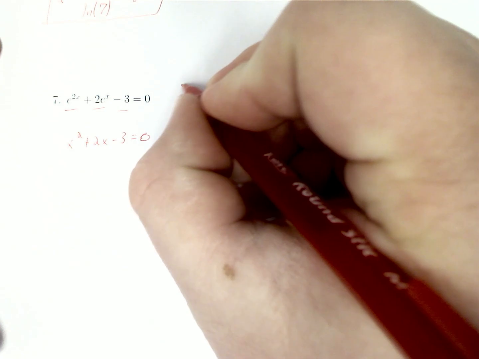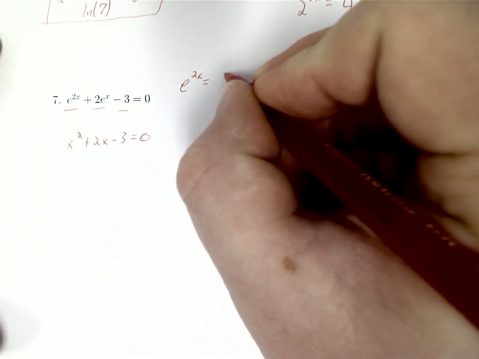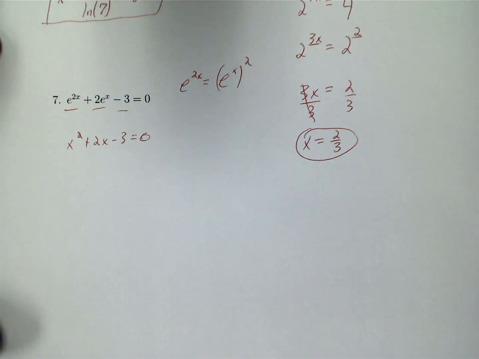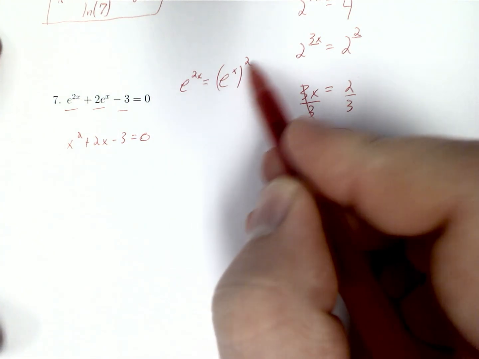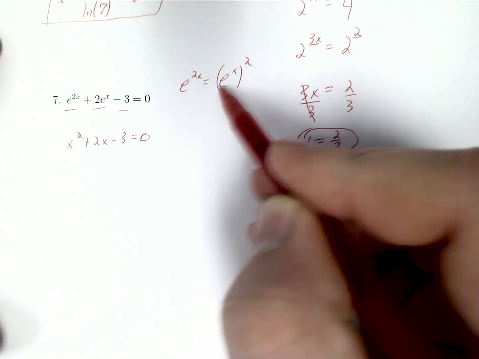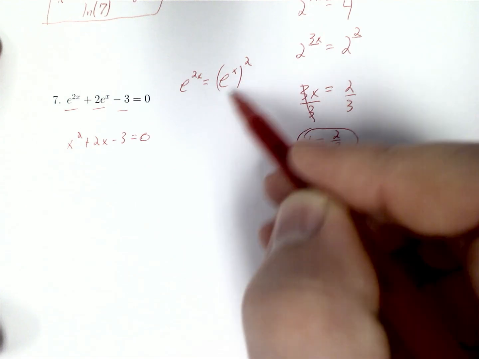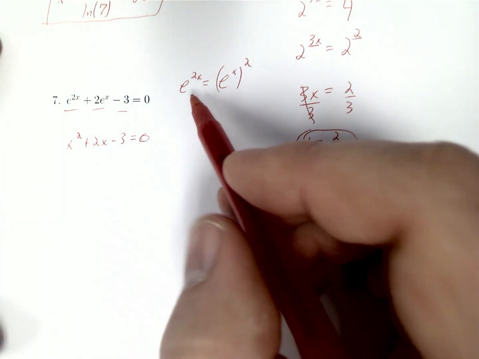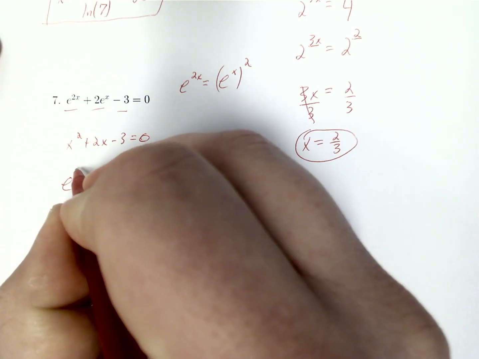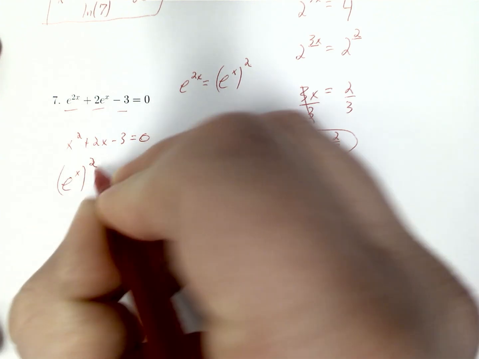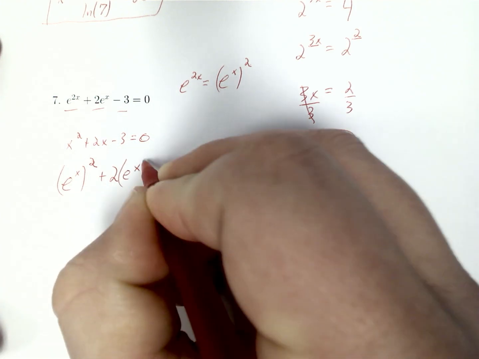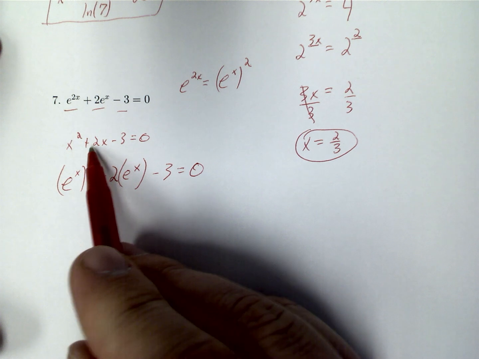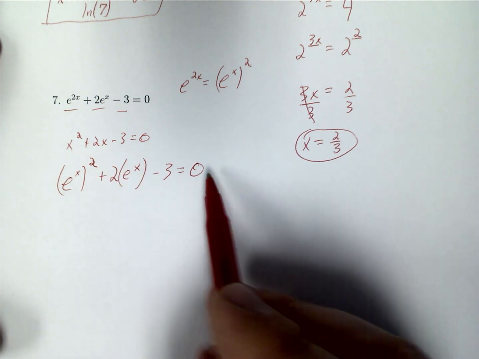But remember that e to the 2x is the same as e to the x quantity squared. Remember, you can multiply exponents: e to something to an exponent, and then the whole quantity again to an exponent. That means you can multiply these things. So we could look at this as e to the x quantity squared plus 2 times e to the x, and I'm going to write that in parentheses as well, minus 3 equals 0. So something squared plus 2 times that same something, but not squared, minus 3 equals 0.